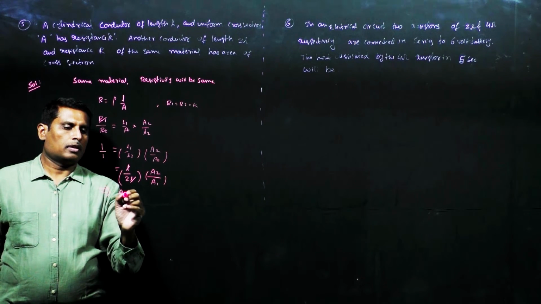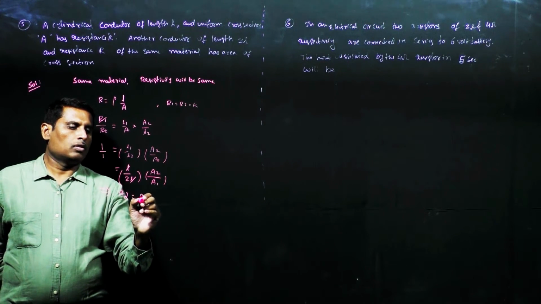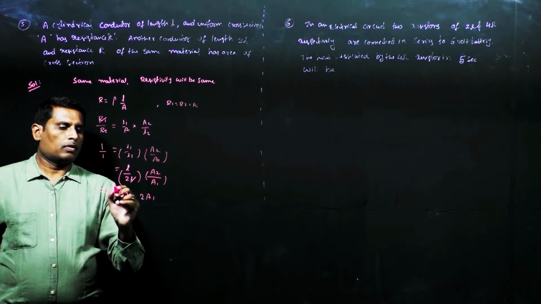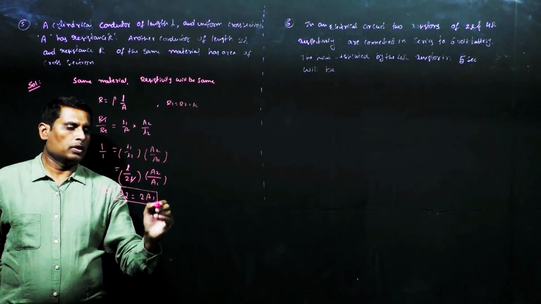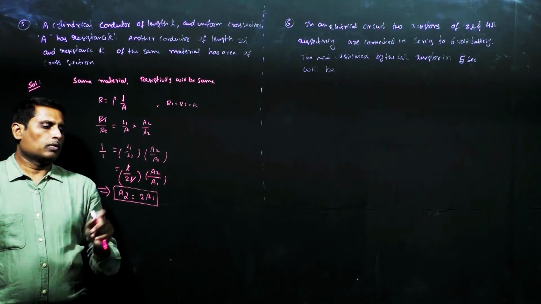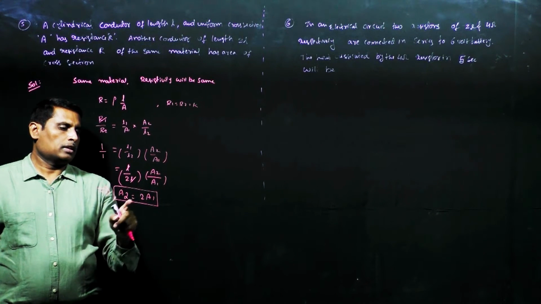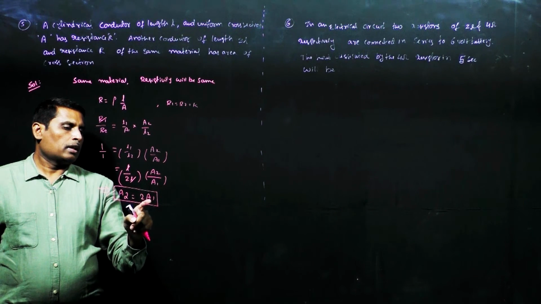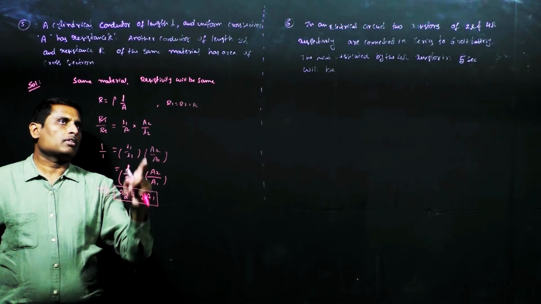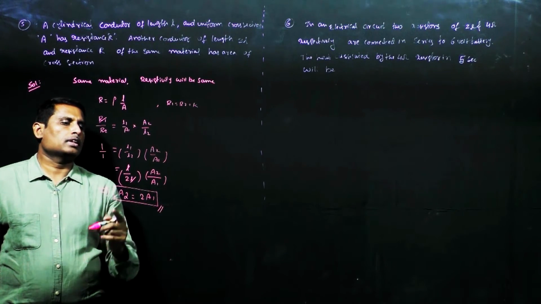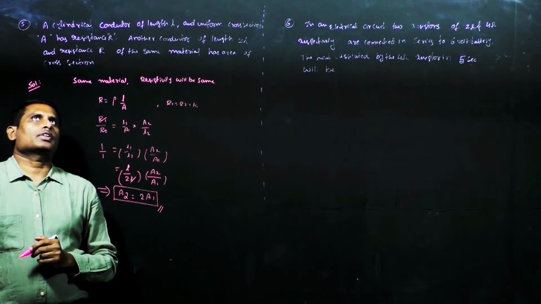Now we can write A2 is equal to 2A1. Therefore, A2 is equal to 2 into A1. Therefore, area of the second conductor is twice the area of the cross section of the first conductor. This is the solution for the problem.